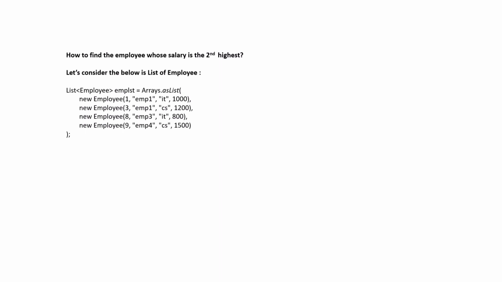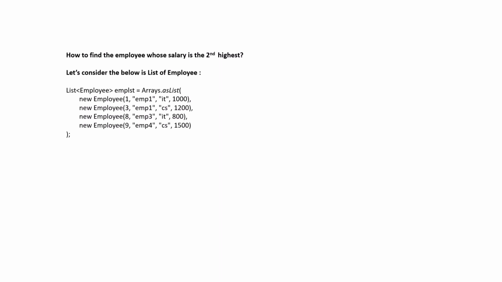How to find the employee whose salary is the second highest salary? The question is a little more tricky. Here the given employee list would be the same. The question is very similar to the previous question. In the previous question the ask was the highest salary; now the ask is the second highest salary. So I think the solving approach would be the same.